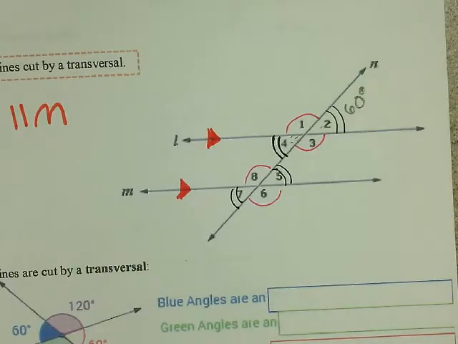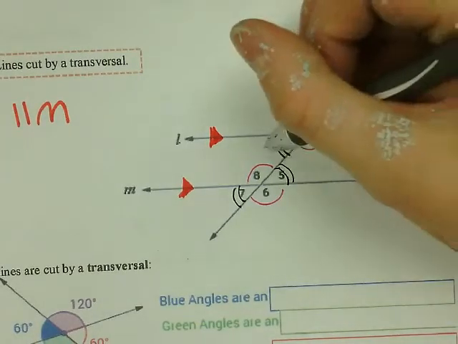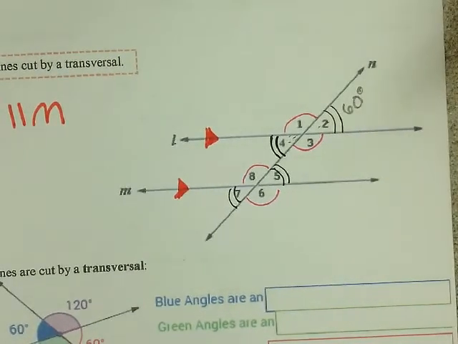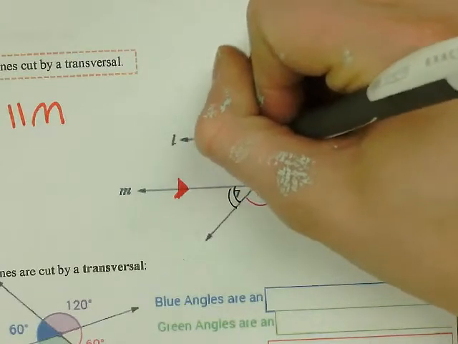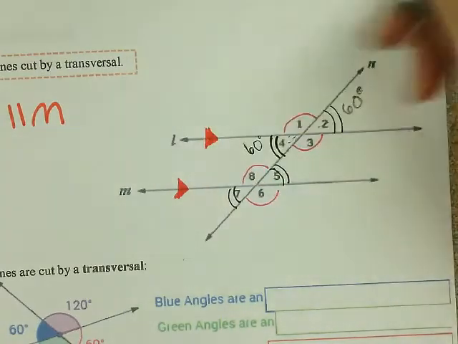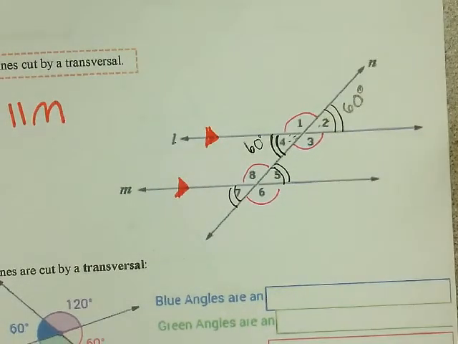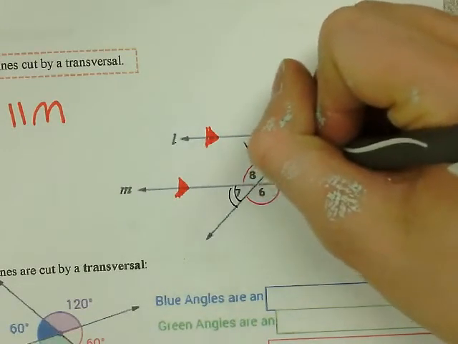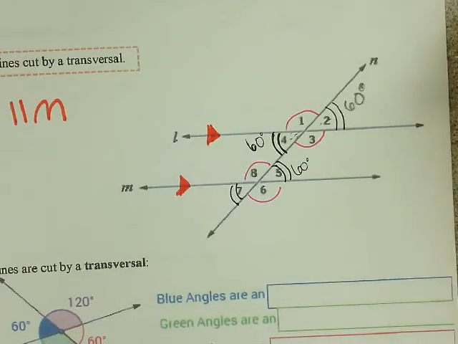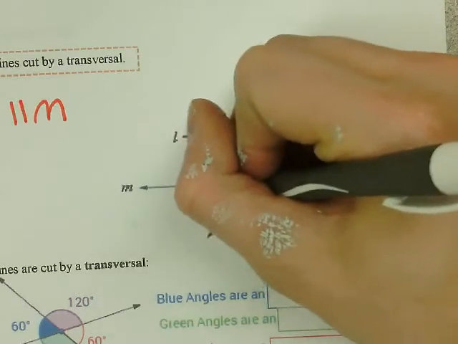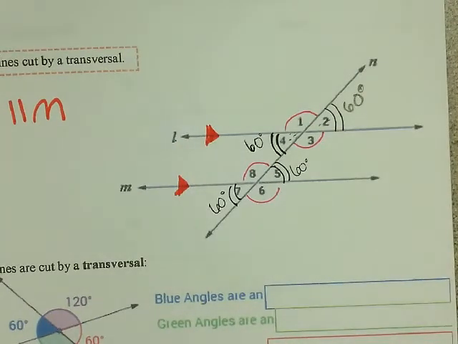All right. So let's say that angle is 60. What do I know about angle 4? It's 60. All right. What do I know about angle 5? 60. What do I know about angle 7? 60. Cool. Now, is there a way that I can find angle 1, 3, 8, or 6? Yes.